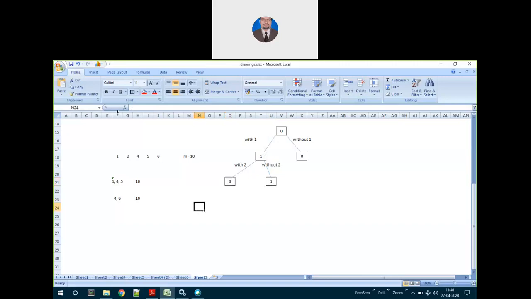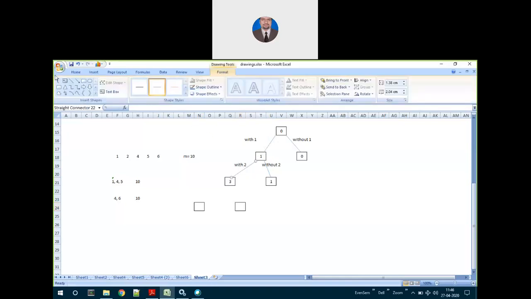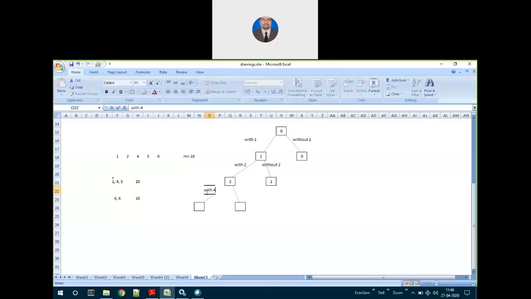Then again next, from 3, this particular node I can have 2 possibilities, with or without 4. So with or without 4 means I will join this edge, and the other edge is this way. This side is with 4 and this is without 4. So with 4 means 3 plus 4, that is 7. Without 4 means same as the previous value, that is 3 itself.